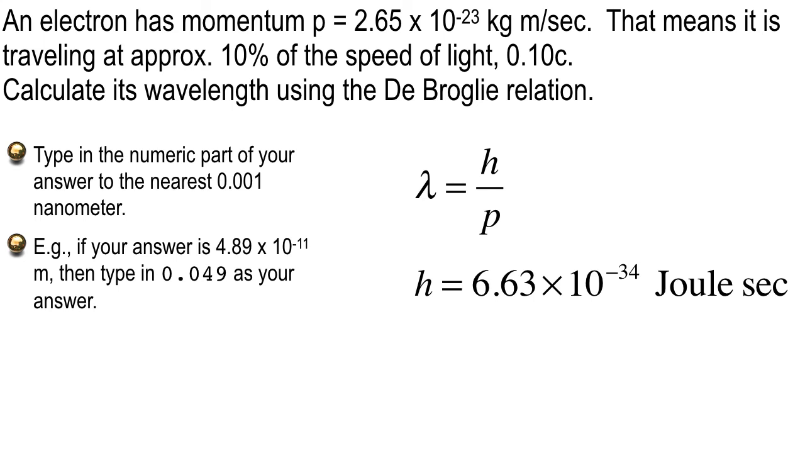Okay, well, it looks like almost everybody got it right. 0.025 is your wavelength, and it's also a small fraction of a nanometer. So just keep that in mind when you're doing these.